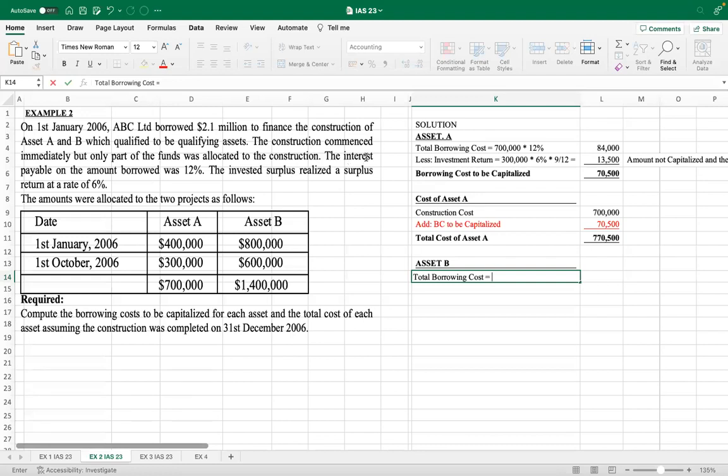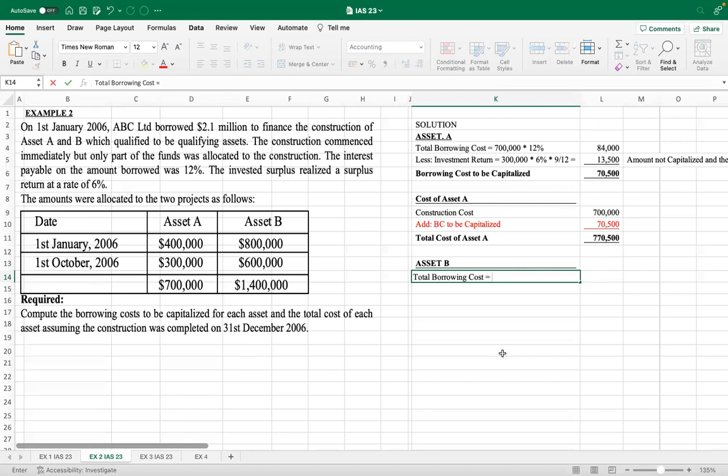I would like to know the amount to be capitalized. No, I've asked a question. Okay, thank you. 1.4 million, I've got the response. So the total cost of asset B is 1.4 million. That is the amount that was borrowed for asset B.